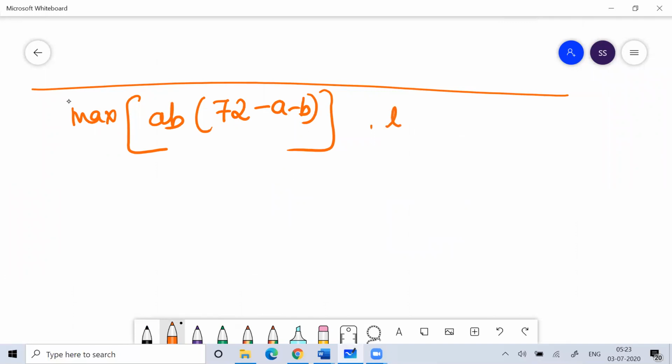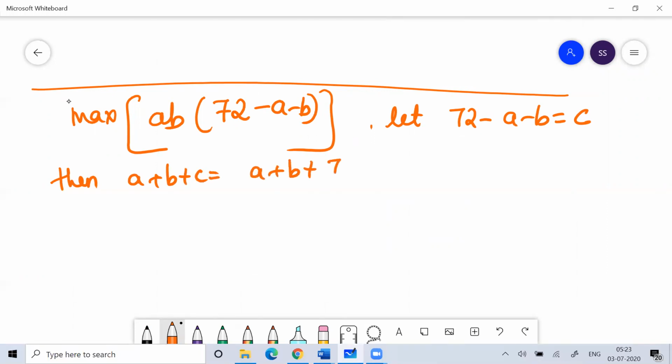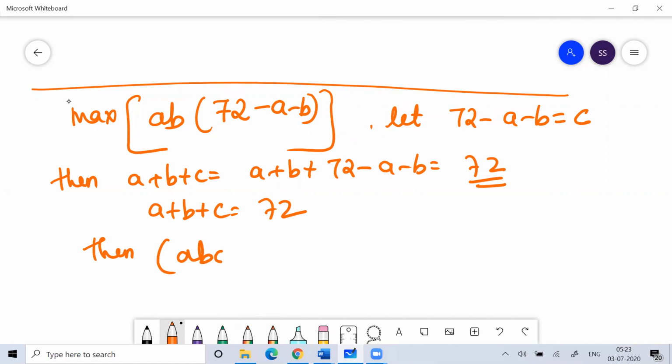If you noticed, let 72 minus A minus B equal to C. Then see this, A plus B plus C: if you do A plus B plus 72 minus A minus B, you're getting the sum as 72. It means A plus B plus C is 72, and I want the maximum value of ABC. So can 72 be broken into three parts? Yes. So ABC, A into B into C, is what?